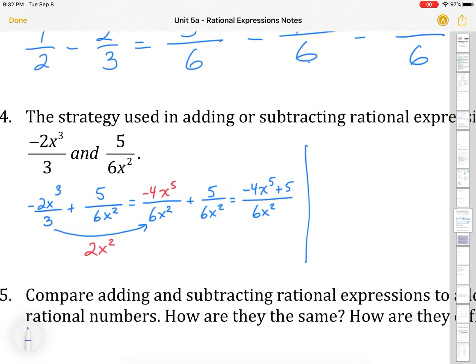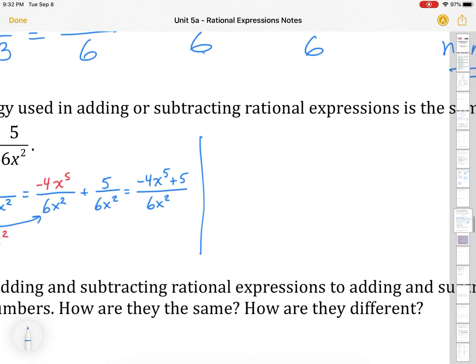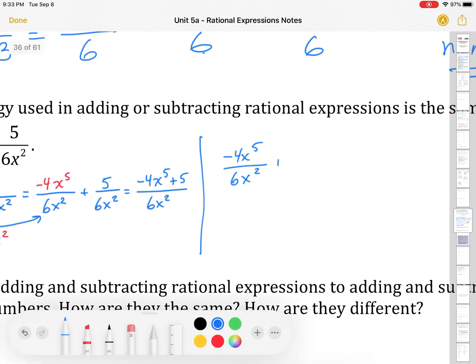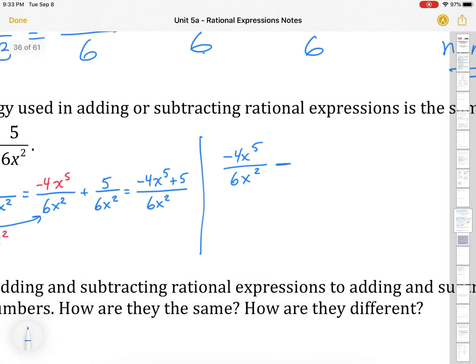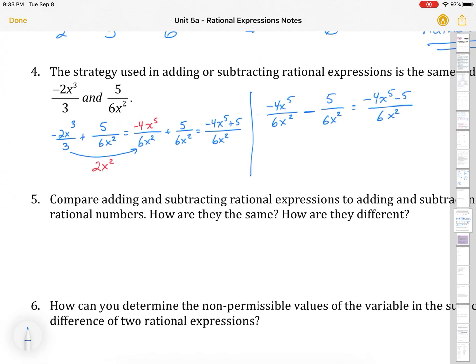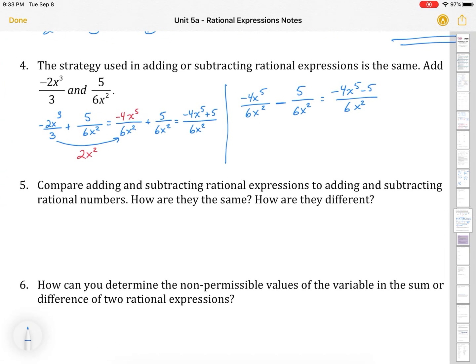Now, what will we do if we're subtracting? Well, it's those same fractions, but with a subtraction. So it would be negative 4x to the 5 over 6x squared. And instead of plus, it would be minus 5 over 6x squared. So we would get negative 4x to the 5th minus 5 all over 6x squared. Okay, we still converted to the same fractions. And we're just basically now adding or subtracting as we can.